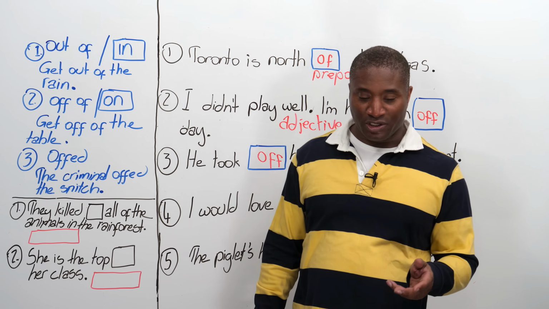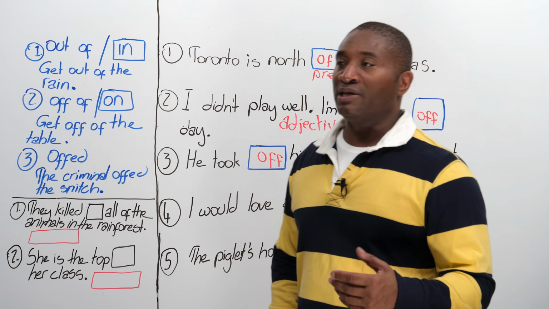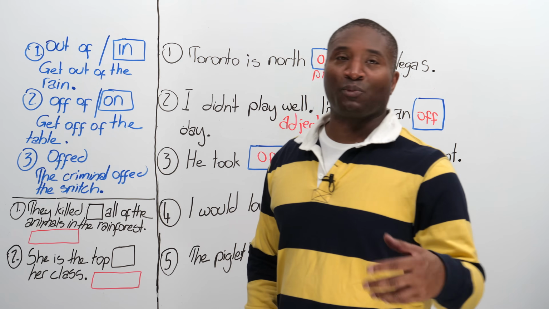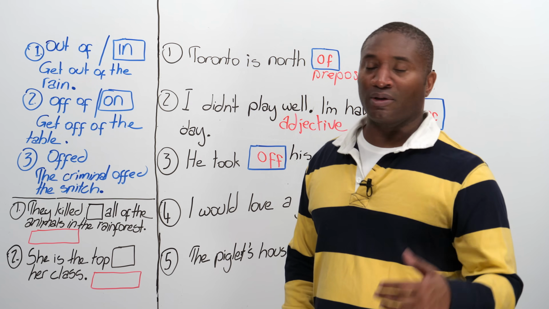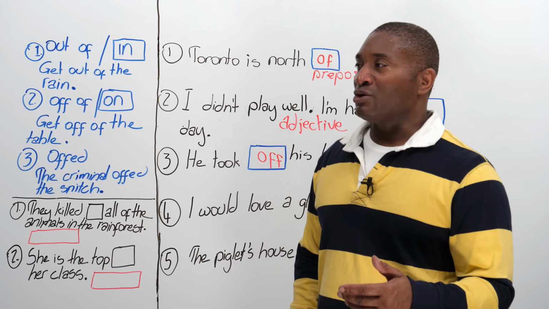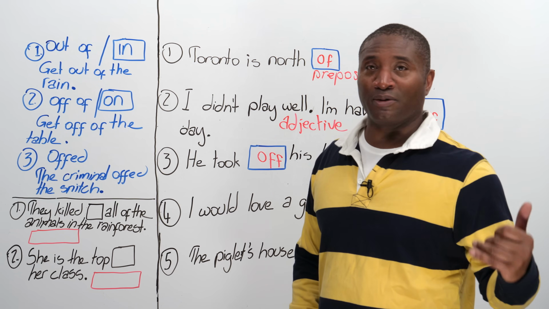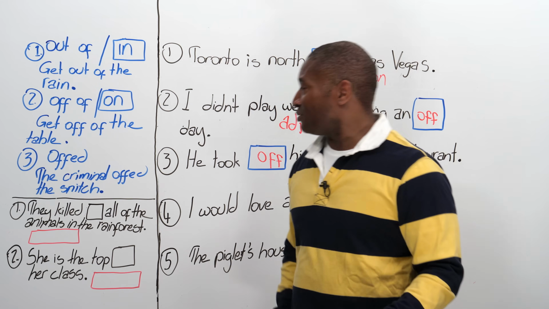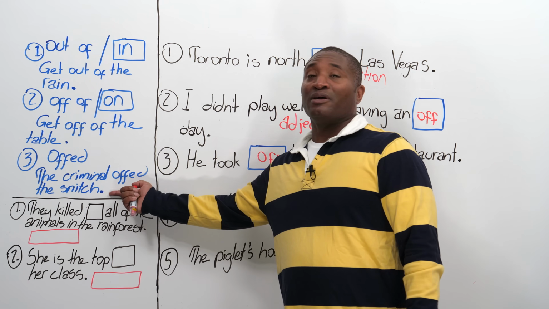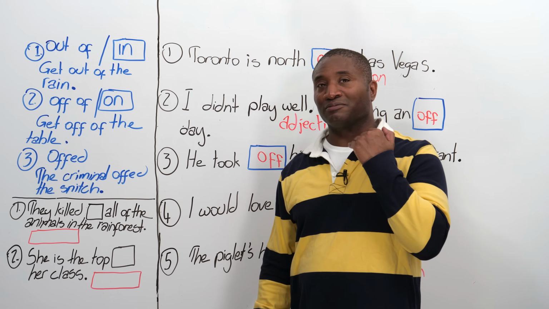If you don't know what a snitch is, someone, if they tell the police what criminal activities someone has done, they snitch. It doesn't always have to be a police thing. You could have a friend who snitched on you to your girlfriend. They told her that you were at the club drinking. You go, why did you snitch on me, right? So in this case, the criminal offed the snitch. The snitch told somebody he shouldn't have spoken to, and he got killed.